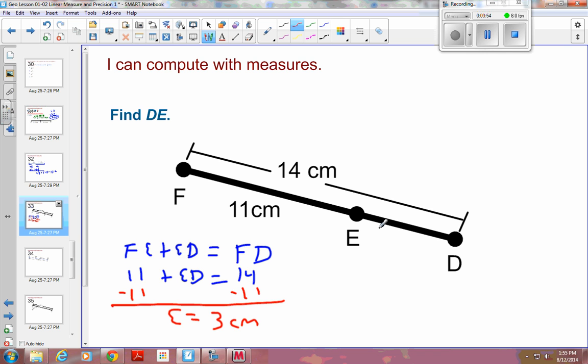Or you can just use your brain a little bit. 11 plus what gives you 14? 11 plus 3 gives you 14, and you're good. That's 3 centimeters there. Either way, 3 centimeters.